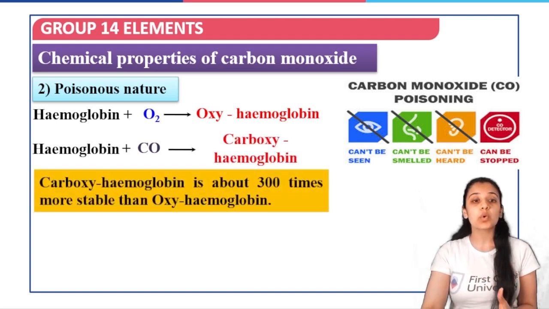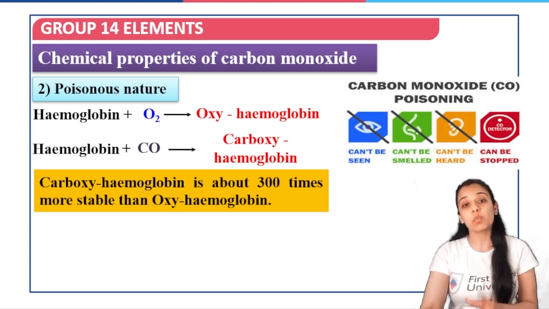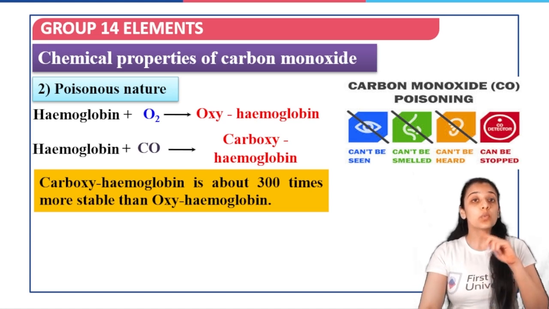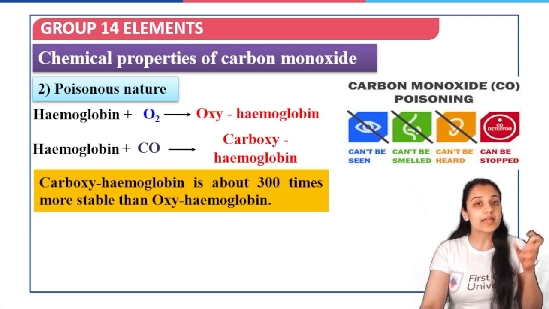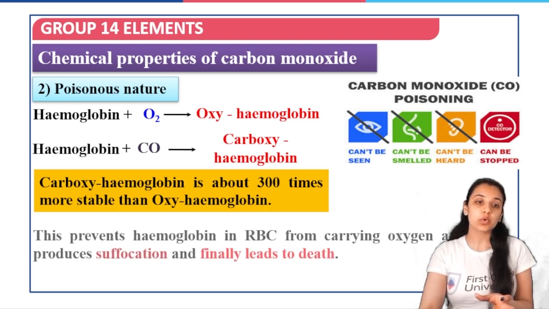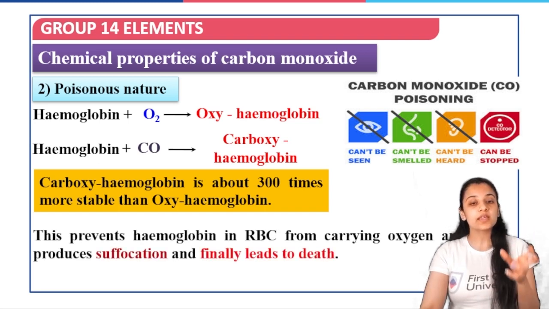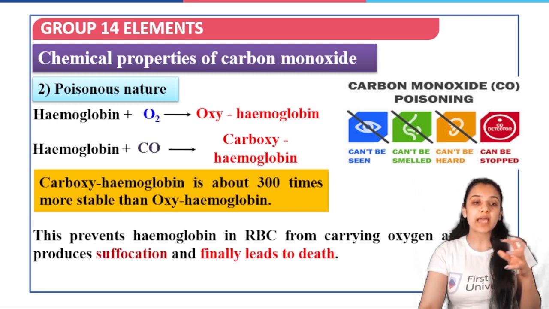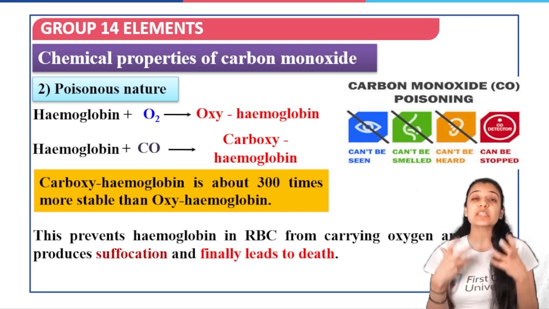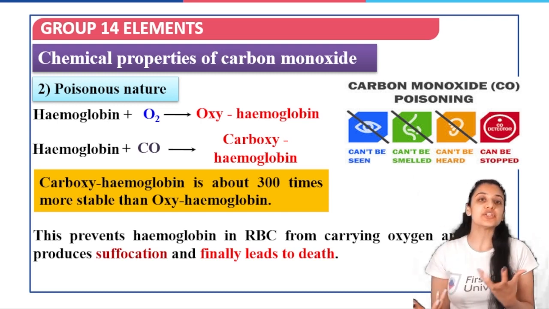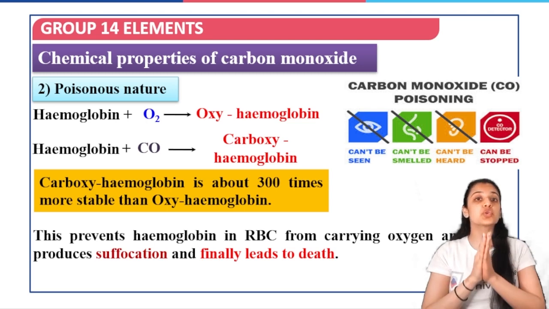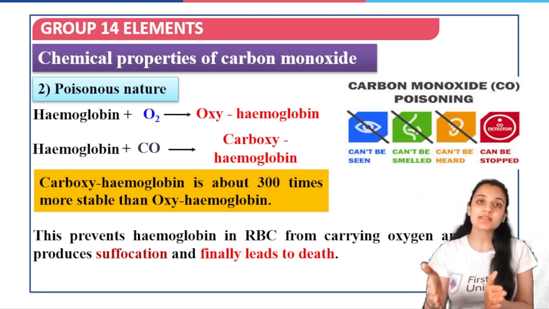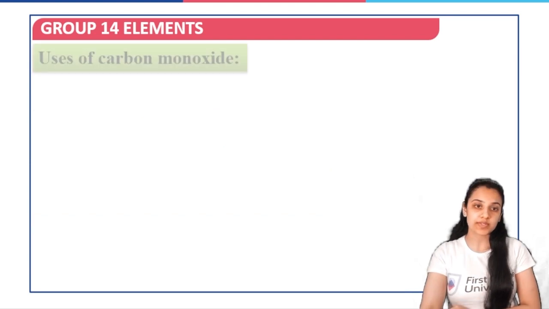And carboxyhemoglobin is about 300 times more stable than oxyhemoglobin, which is the reason why carbon monoxide can easily bind to hemoglobin. This will prevent the hemoglobin in the red blood cells from carrying oxygen, and it will produce suffocation and finally lead to death. So therefore, we should not expose ourselves to excess concentration of carbon monoxide.